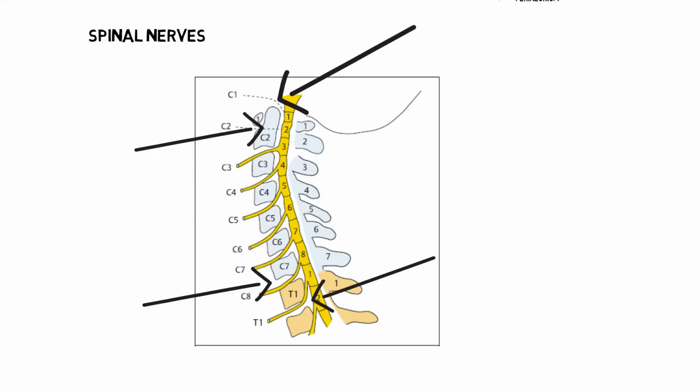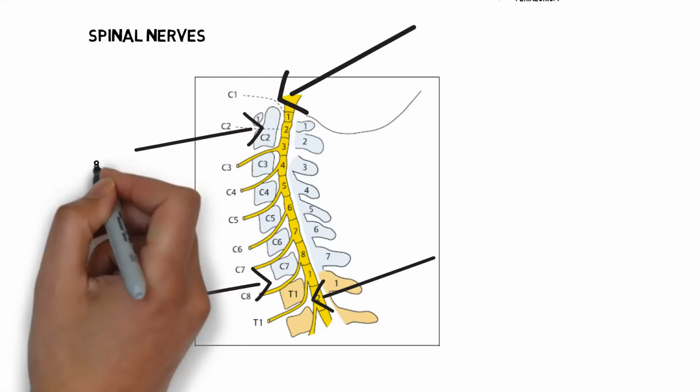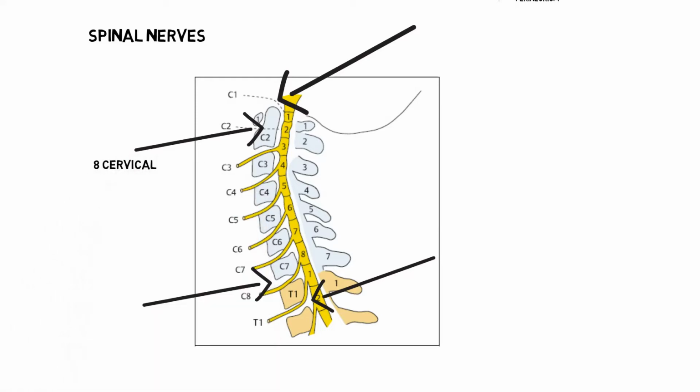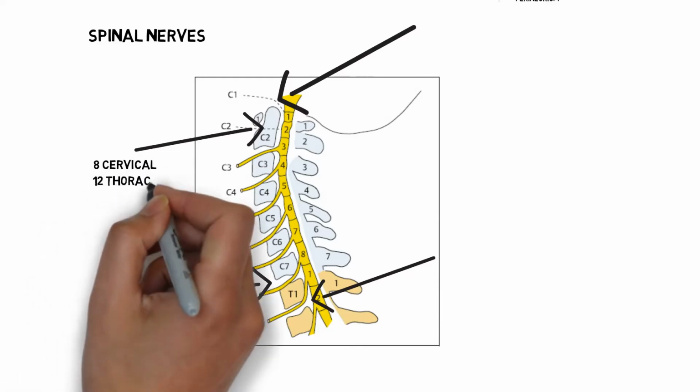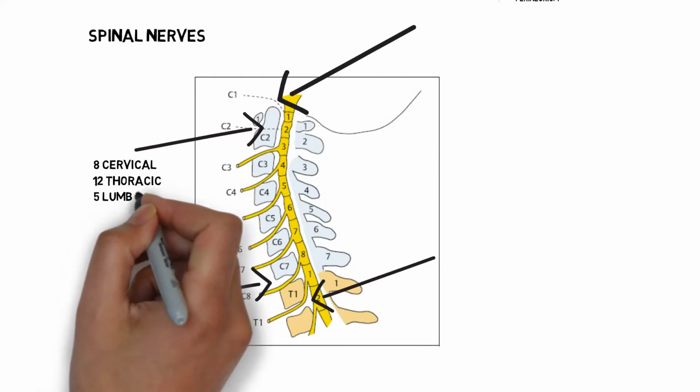For example, T8 leaves under the 8th thoracic vertebra. This continues down through the rest of the spine. So, even though there are 7 cervical vertebrae, there are 8 cervical nerves. There are 12 thoracic nerves and 5 lumbar nerves.